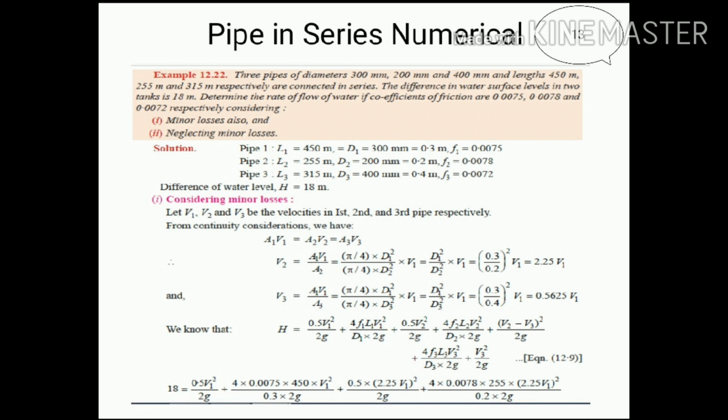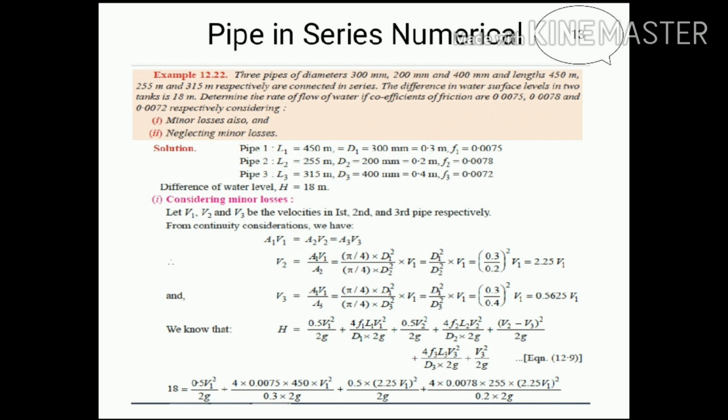That is, we have to use 4FL1 V1 square upon 2G. But if the friction factor is mentioned, you have to write in the given data 4F is given instead of F. Just please make a note of it. Then write all the given data for the three pipes.